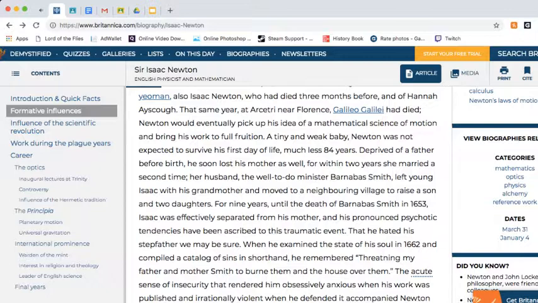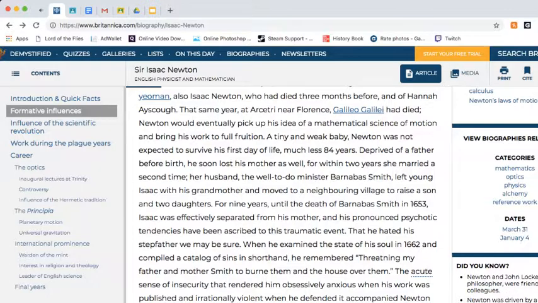Deprived of a father before birth, he soon lost his mother as well, for within 2 years she married a second time. Her husband, the well-to-do minister Barnabas Smith, left young Isaac with his grandmother and moved to a neighboring village to raise a son and 2 daughters. For 9 years, until the death of Barnabas Smith in 1653, Isaac was effectively separated from his mother, and his pronounced psychotic tendencies have been ascribed to this dramatic event.